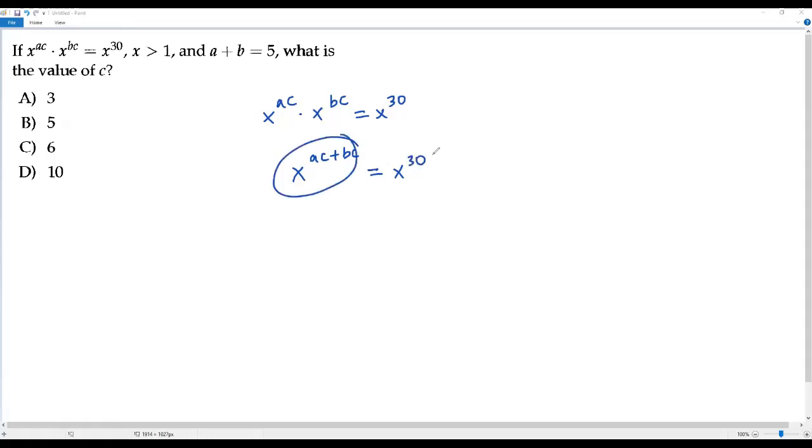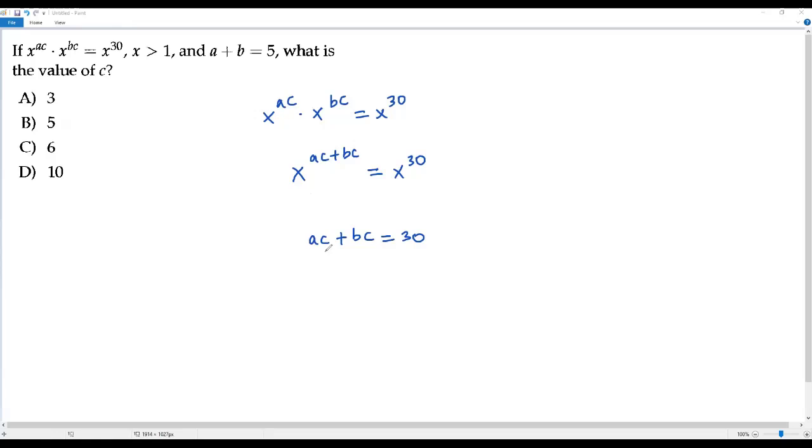Okay, here two terms are equal with the same base x. Whenever two terms are equal with the same base, what we can do is we can equate the exponents. When I equate the exponents, I am getting ac plus bc equals 30. Okay, for these two terms, we have the greatest common divisor c.